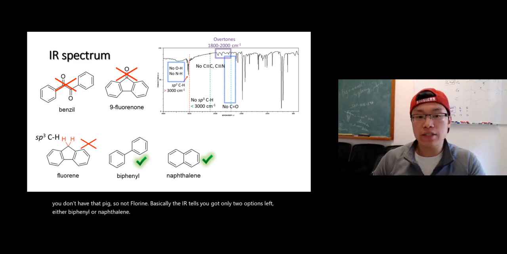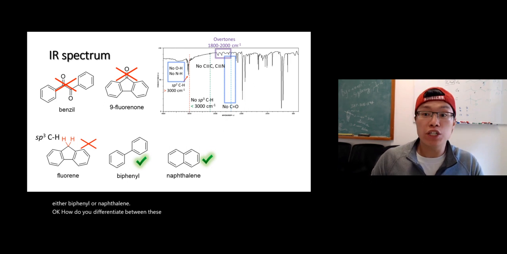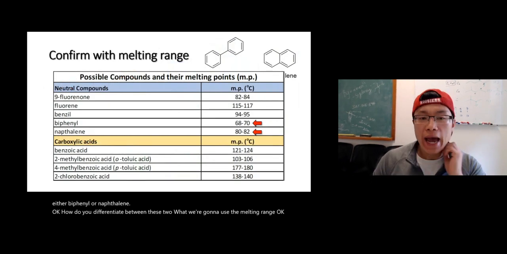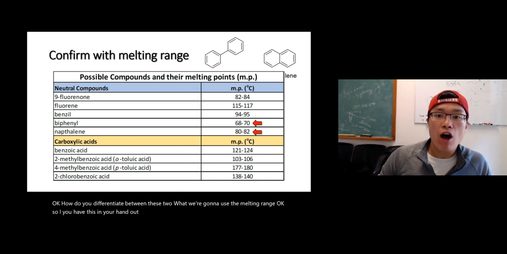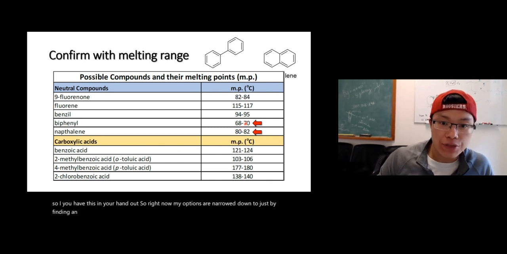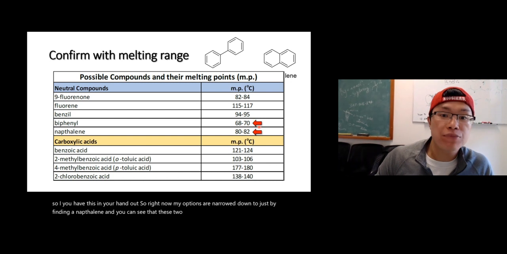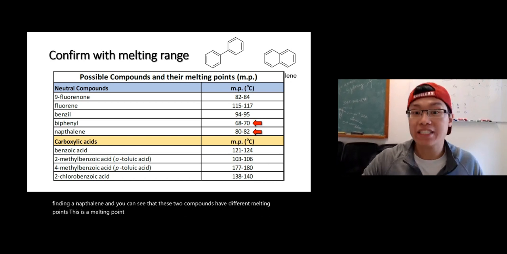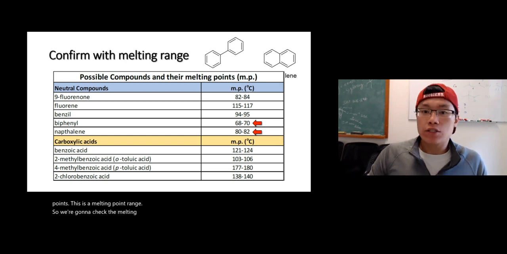Now, how do you differentiate between these two? Well, you're gonna use the melting range. You have this in your handout. Right now, my options are narrowed down to just biphenyl and naphthalene, and you can see that these two compounds have different melting points. This is a melting point range. So we're gonna check the melting point. How do we do that?